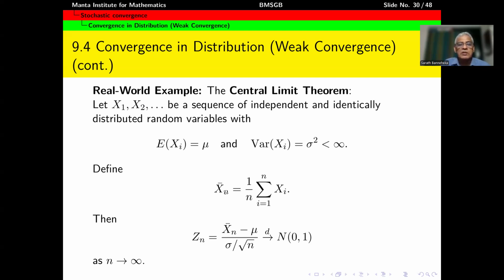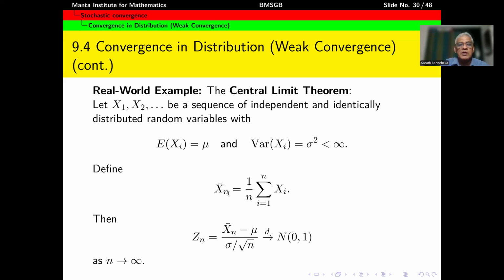So just consider x bar n to be 1 over n summation i from 1 to n of xi. So that is the sample mean. Then let's consider a new random variable defined in terms of x bar n as Zn. This n here actually is important because we are going to look at what happens to this quantity when n goes to infinity. So here n denotes the sample size. So this is the sample mean based on a sample of size n.